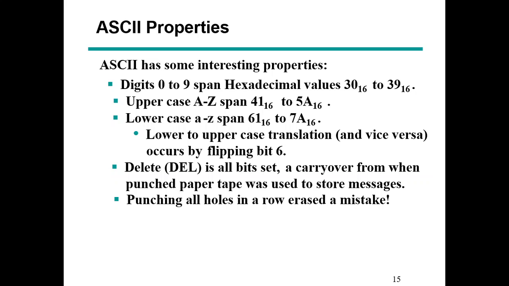ASCII has some interesting properties, ठीक है. इसमें 0 is not represented as all zeros, 9 is not represented as the binary code for 9, ठीक है. In fact, 0 is represented as 30 hex. So what is 30 hex in binary? It is 0 0 1 1, and this is 0 0 0 0. So this is the 8-bit ASCII code for 0, ठीक है.